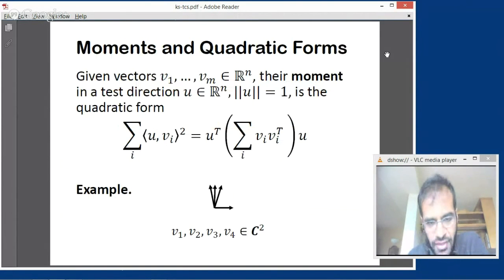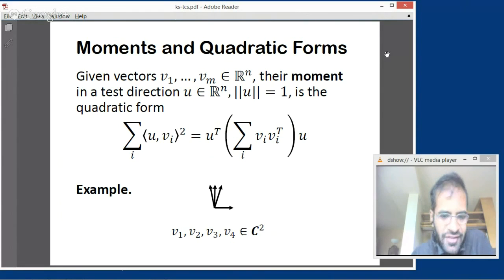So it's a conjecture about partitioning sets of vectors in R^n in a balanced way. Okay, so what does that mean? Given m vectors in R^n, v1 through vm, I'm going to be interested in looking at their second moments in various directions. If I have a test direction u in R^n, a unit vector, then the second moment in direction u is the sum of the projection of u onto the vi squared, right? Which can be written as a quadratic form in this matrix, the sum of vi vi transpose. Okay, so I'm interested in the quadratic form of the vectors vi, which corresponds to the second moment.